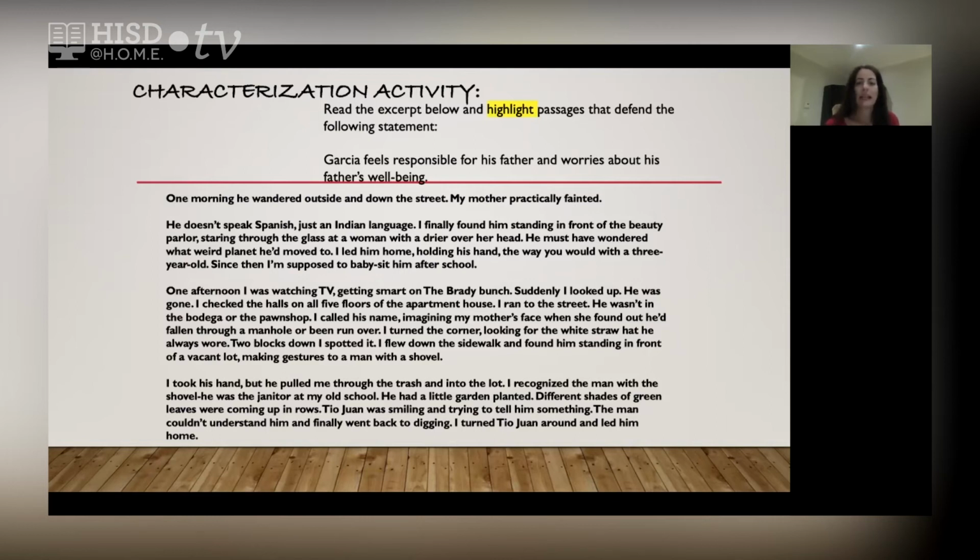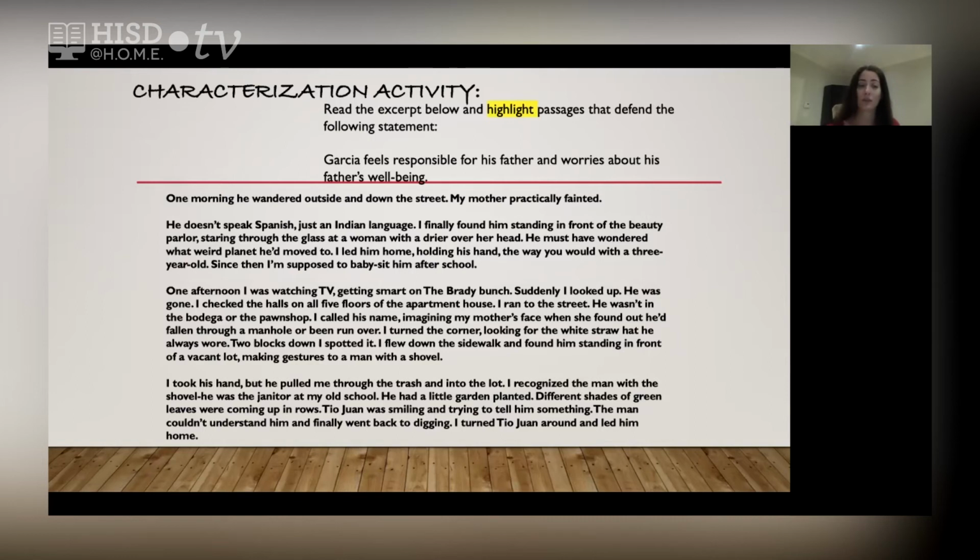One morning, his father, Garcia's father, wandered outside and down the street. My mother practically fainted. He doesn't speak Spanish, just an Indian language. I finally found him standing in front of the beauty parlor, staring through the glass at a woman with a dryer over her head. He must have wondered what weird planet he'd moved to. I led him home, holding his hand the way you would with a 3-year-old. Since then, I'm supposed to babysit him after school.